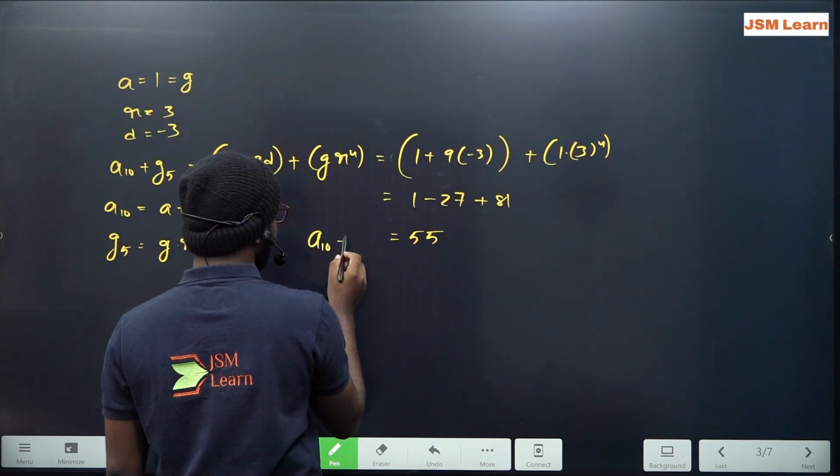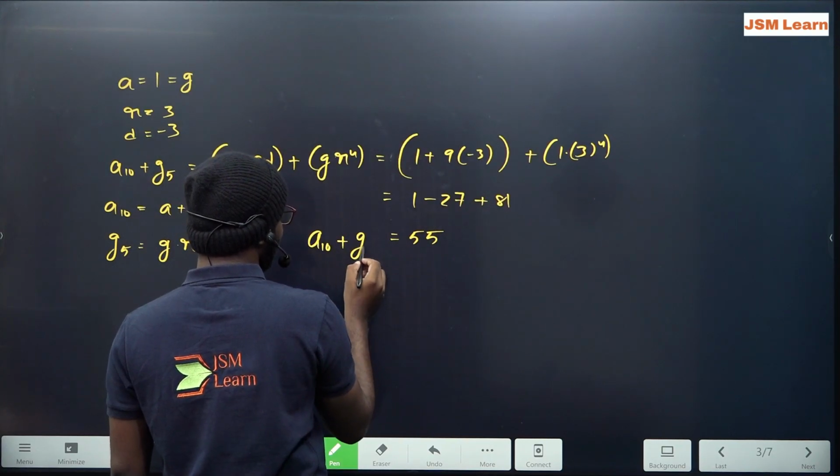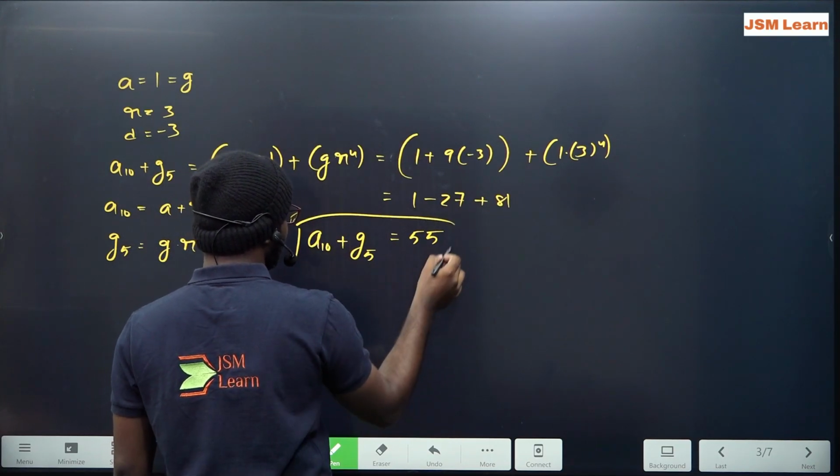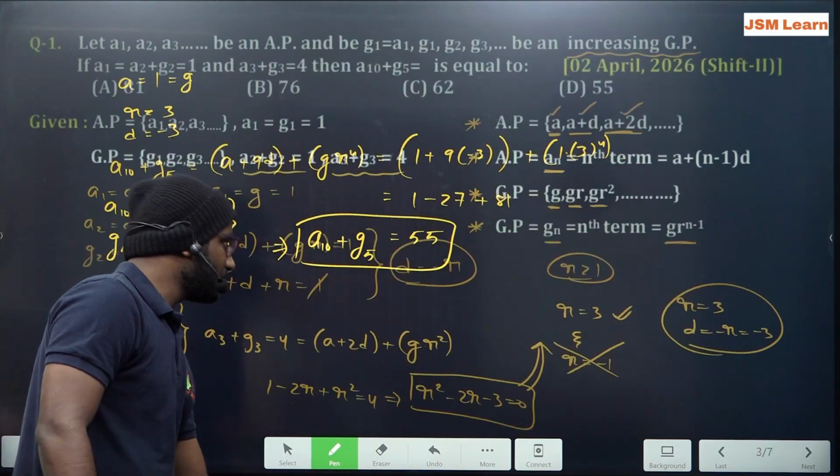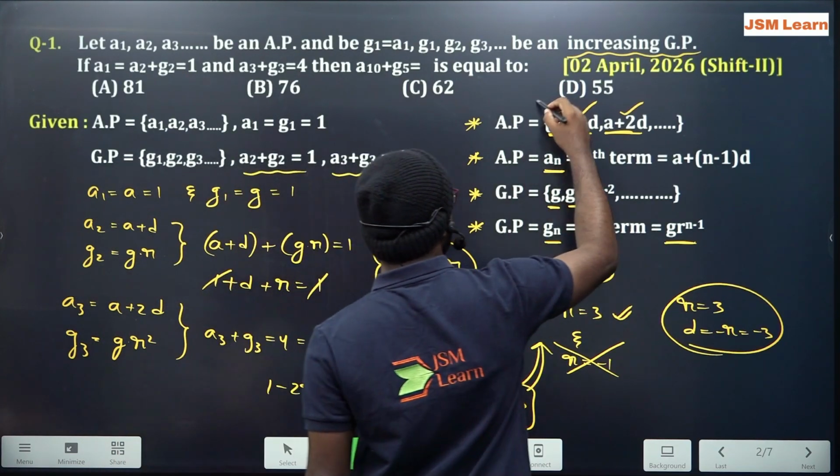So the sum of 10th term of AP plus 5th term of GP is equal to 55. So we got option D as our answer.